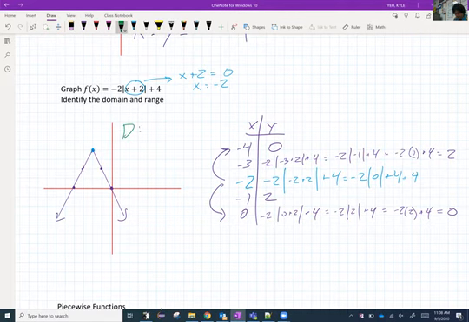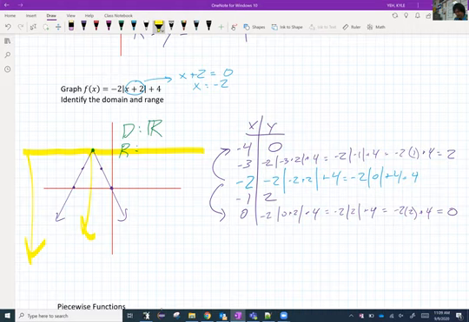Domain, all real numbers, going left forever, going right forever. No skipping. But what is the range here? What y values are we hitting? Well, it looks like we're hitting anything at 4 and below. We're hitting everything 4 and below.